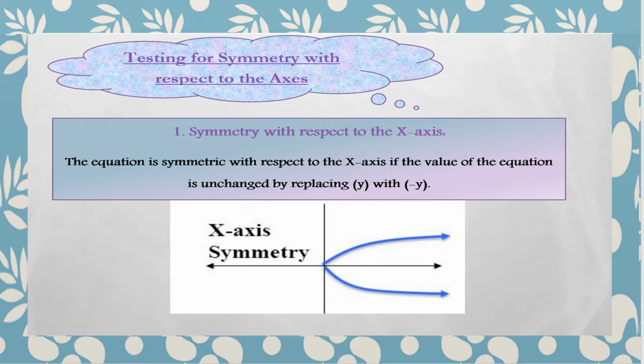We have three cases. First, testing the symmetry with respect to the x-axis. The equation is symmetric with respect to the x-axis if the value of the equation is unchanged by replacing the value of y with negative y. So in the original equation, we replace y with negative y. By doing this step, if the equation is unchanged, then this function is symmetric with respect to the x-axis. As you see here in the graph, this function is symmetric with respect to the x-axis.